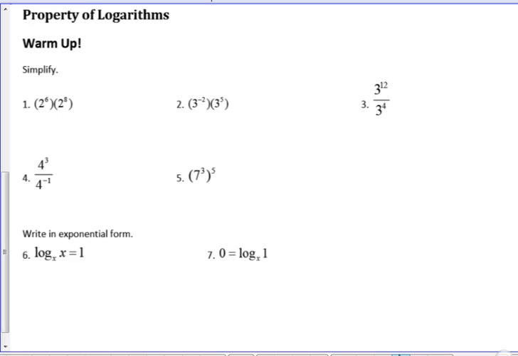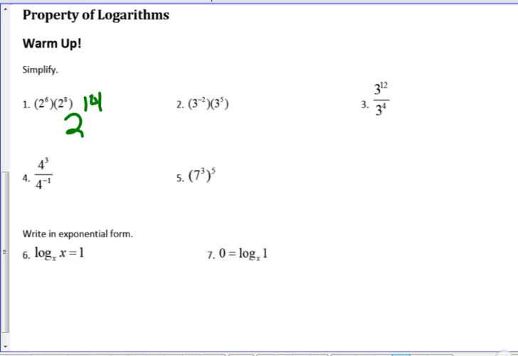So to remind ourselves of these properties, when I multiply 2 to the 6th times 2 to the 8th, what do I get to do with their exponents? You get to add them together. So this becomes what? 2 to the 14th. Beautiful. If you went one step further, it is equal to 16,384, but you didn't have to. You could stop right here.